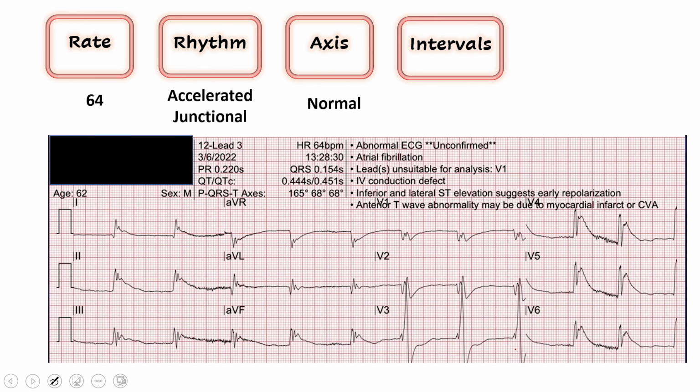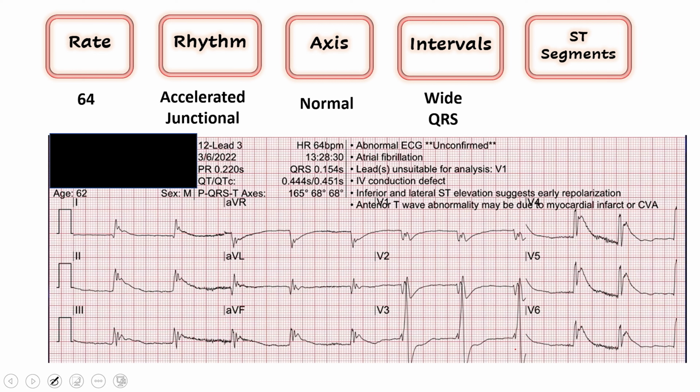And then our intervals. So I already mentioned that we have a wide QRS. This is greater than 120. It's actually pretty wide. And then we look at our QTc, 451. So that is long as well. The more concerning thing here is the very wide QRS in the setting of an idioventricular rhythm. Something's going on with this conduction pathway.